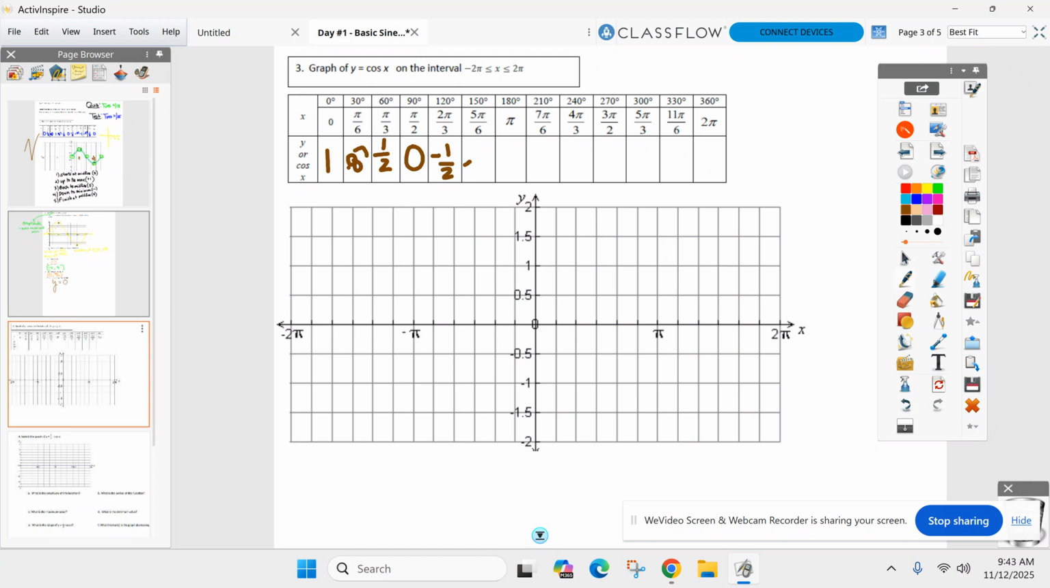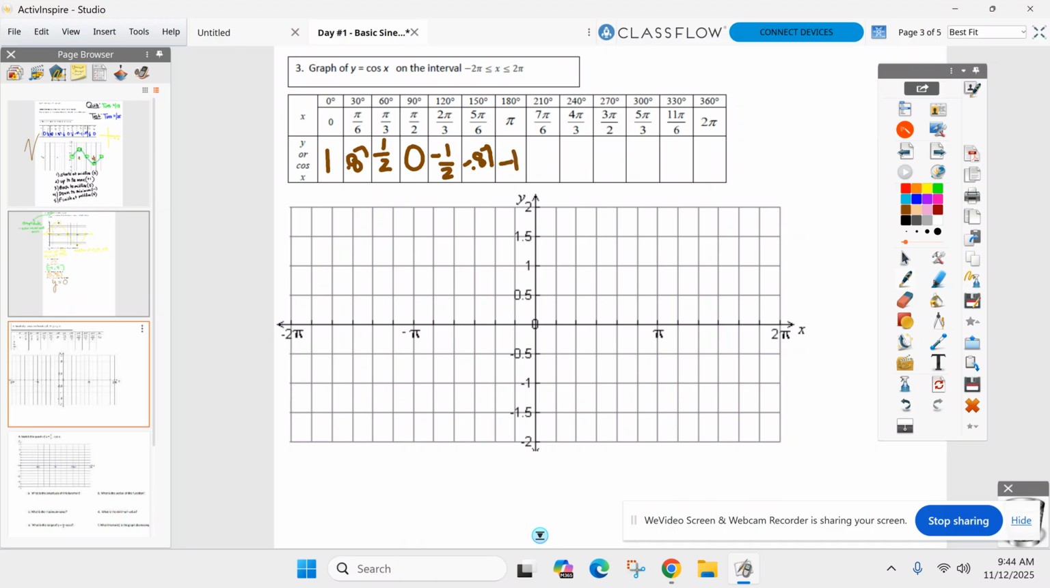Radical 3 over 2. I want a decimal because I don't know how to graph radical 3 over 2. I can graph decimals though. 0.87. Negative 0.87. Thank you. All right. Wes, 180. Negative 1. Good.